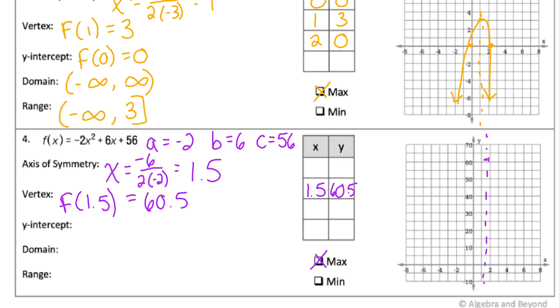And then I'm going to find my y-intercept. So plugging in 0, getting out my constant, which in this case is 56. So I have a point (0, 56). And if I reflect that over to the other side, it would be at (3, 56).